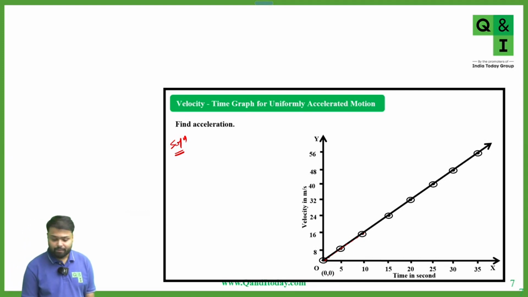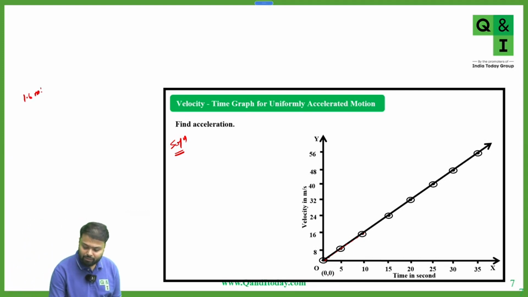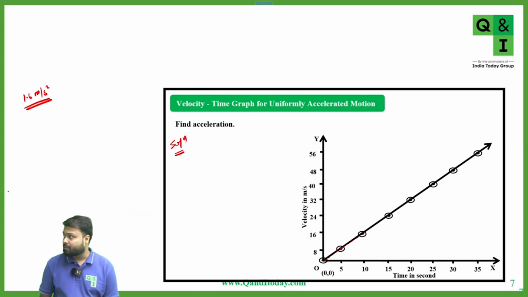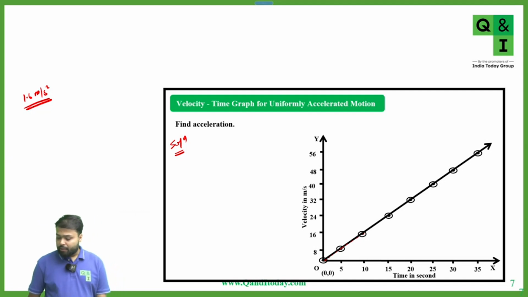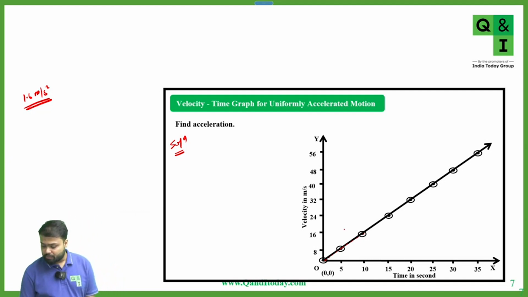Okay. 1.6 meter per second square. Okay, any other answer? Okay, very good. Arush says 1.6. Okay. Now we want to know the change. Suppose I'm saying this is point A, this is B, this is C, this is D, this is E, this is F. Now we want change in velocity.